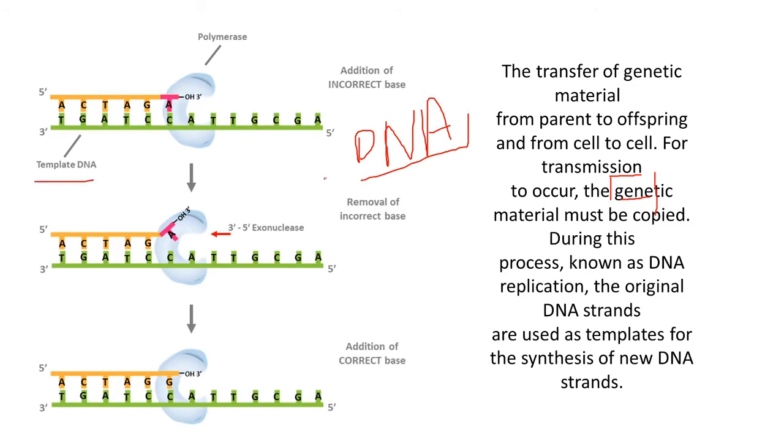So template strand. What is template strand? The parental strand from which the new offspring is formed. That is the offspring, and the parental strand is known as template strand. So next, during this process known as DNA replication, the original DNA strands are used as template strands, just what I said, a template strand for the synthesis of new DNA strand.